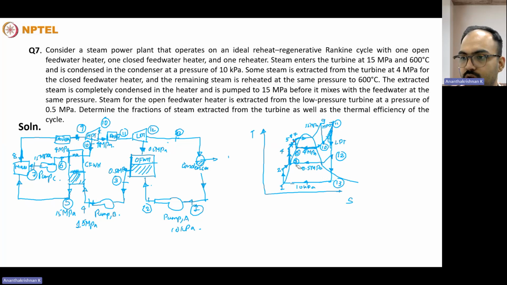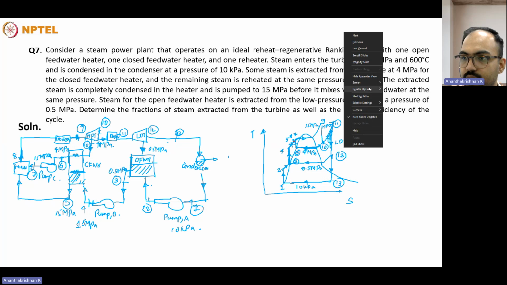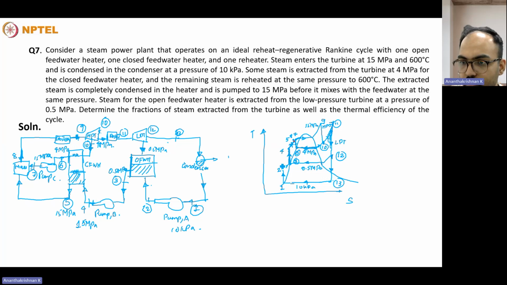Portion of the steam will be bled in a low pressure turbine, and then that will be going into the open feed water heater, and then the remaining will be expanded into a condenser. So we need to allocate the portion of the steam that goes from one side to the other.